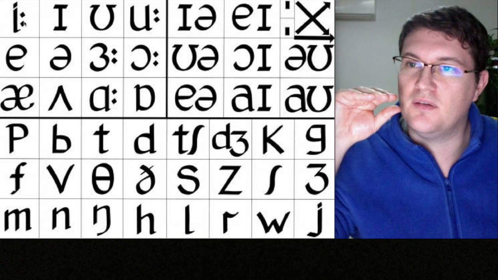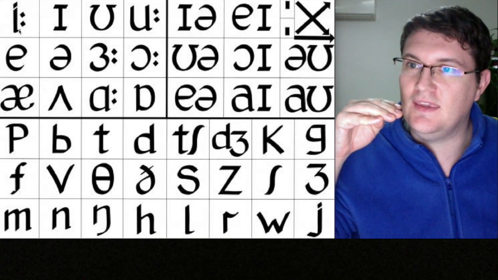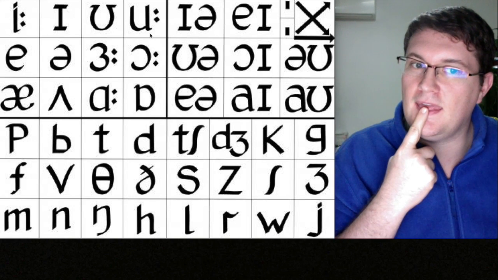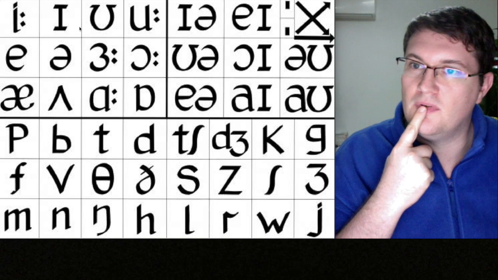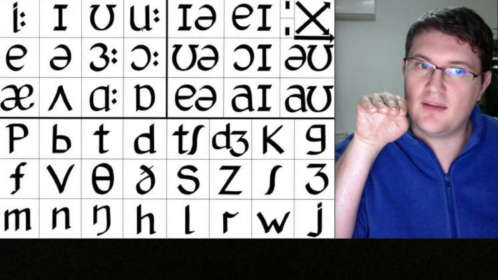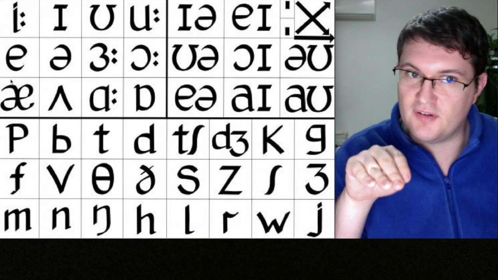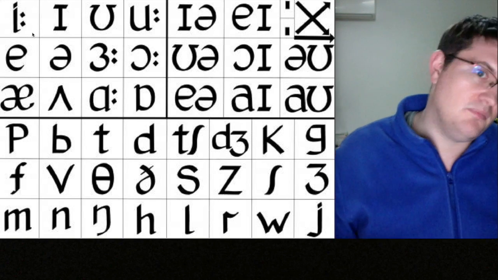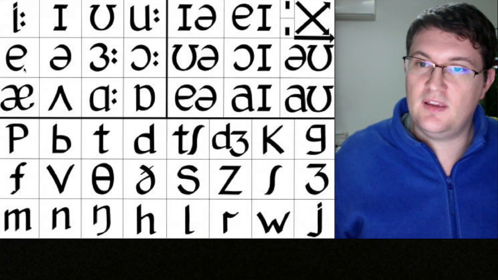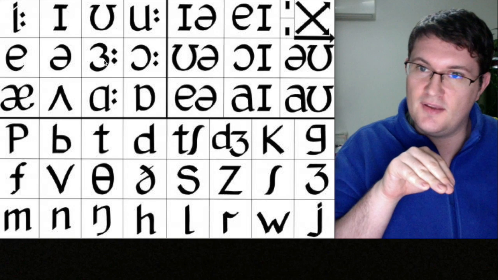This is also top to bottom. Let's look at the top real quick. ee. Now look at this one, oo. If you put your finger on the tip of your tongue, ee, oo, you'll notice your tongue pulls back. So this whole side is the front of the mouth and then it moves to the back. From ee to oo, the tongue moves back, so this one must be in the middle, right?